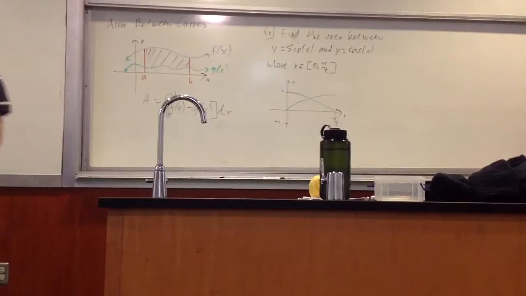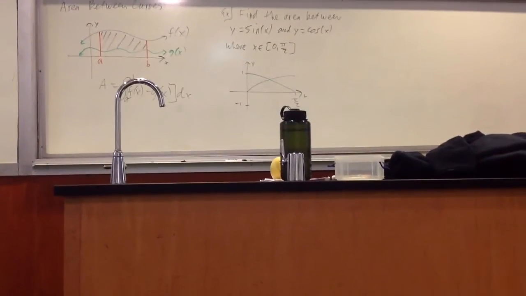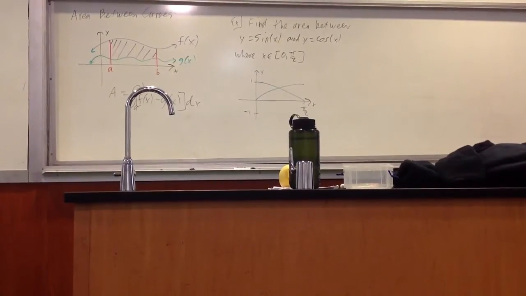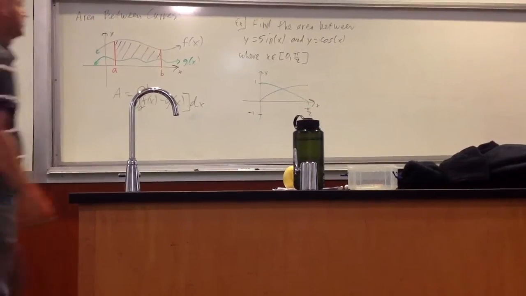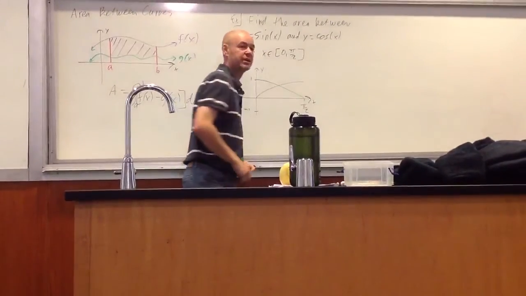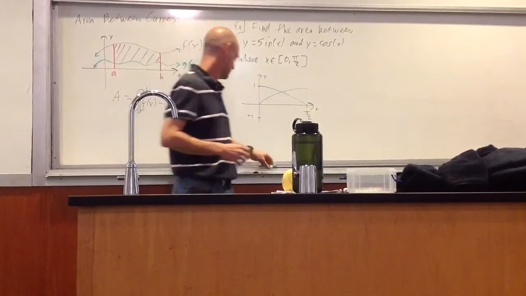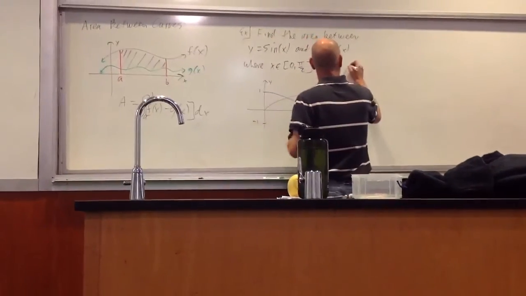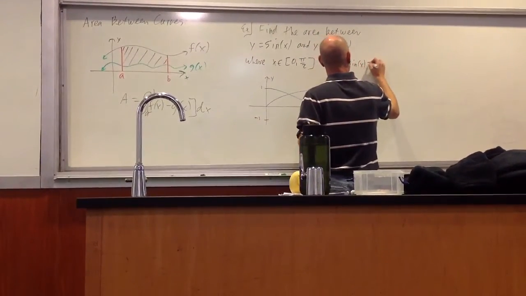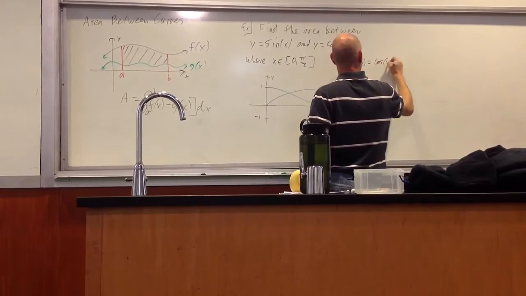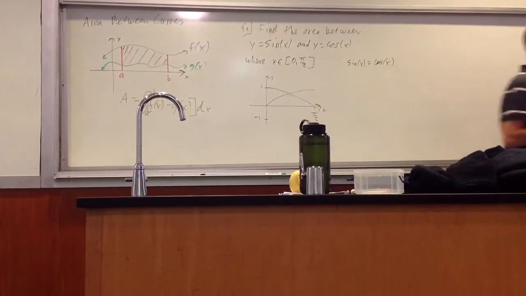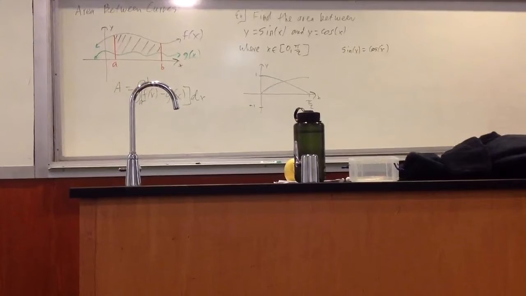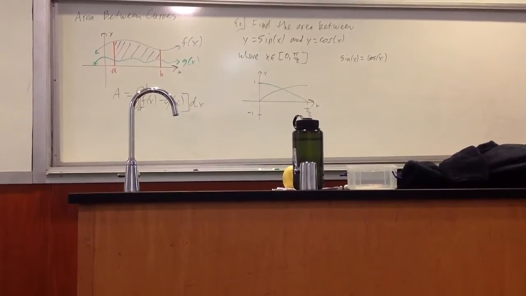Now notice on part of this, one function is on top, and for the other part, the other function is on top. I need to find where these two intersect, meaning where sine equals cosine. They obviously do, actually an infinite number of times.